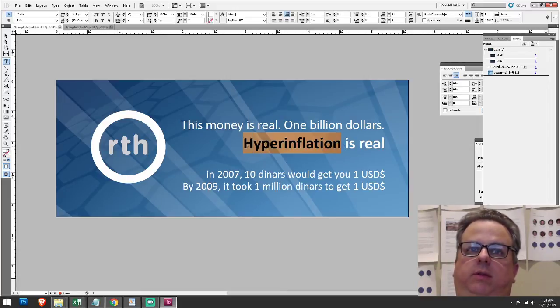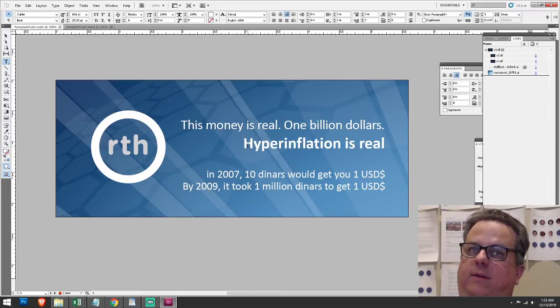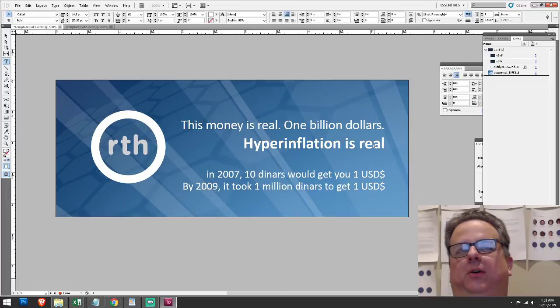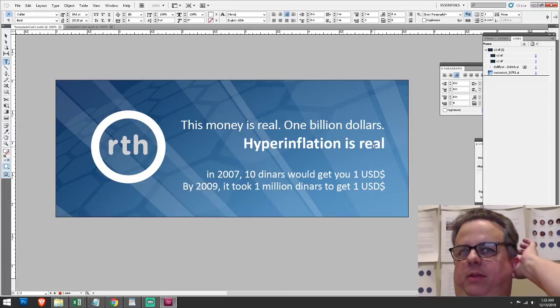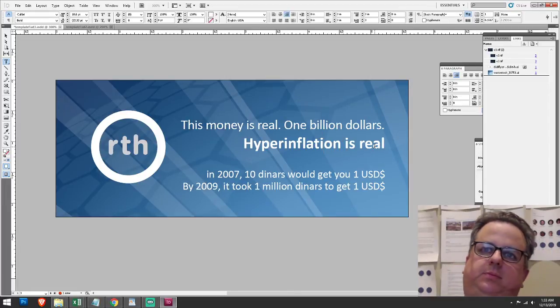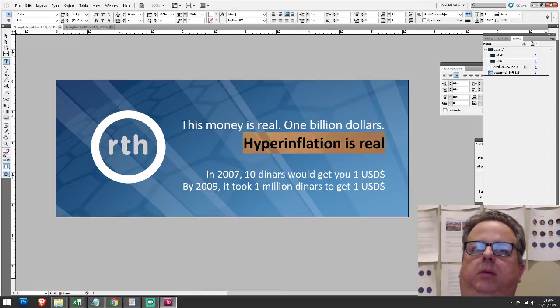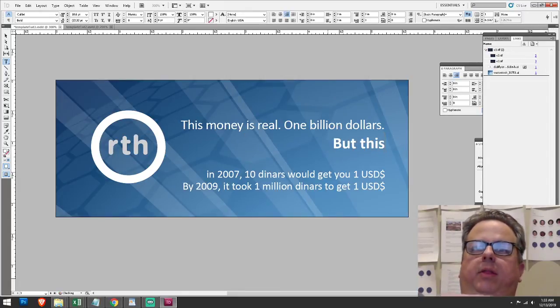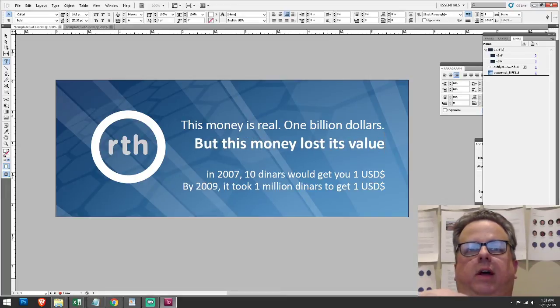Hyperinflation is real. I think every 8-year old in the world is going to be like, what? What are you talking about? So we need to do better on this line. So maybe like, but this money lost its value.